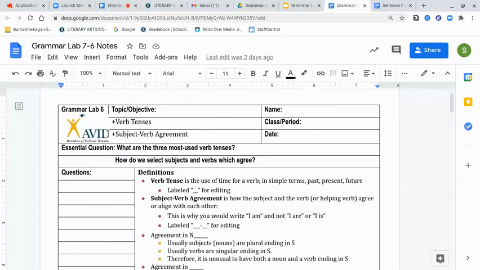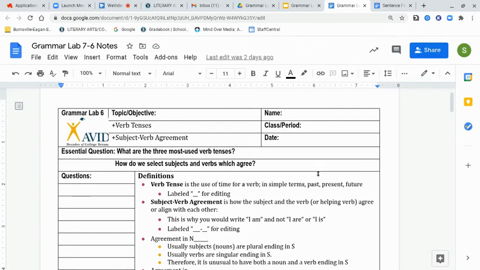Today we're going to be looking at Grammar Lab number 6. Topics are verb tenses and subject-verb agreement. The essential question today is, what are the 3 most used verb tenses, and how do we select subjects and verbs which agree? Remember, you'll be following along with the notes.